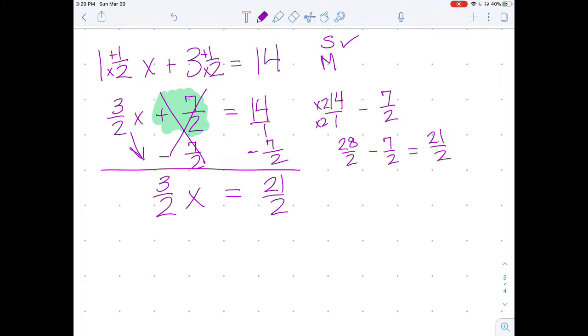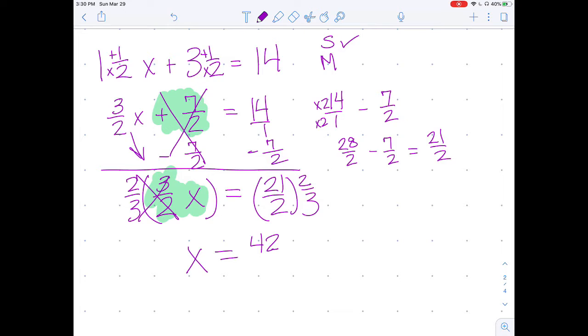So we don't have any more subtracting or adding. Now we need to multiply or divide. Well, we've got 3/2 times x right here. And what we need to do is divide by 3/2, but when we divide by a fraction, again, we multiply by the reciprocal. So we're just going to flip this fraction over, 2 over 3, and multiply on both sides. So this one becomes x equals 21 times 2 is 42 over 2 times 3 is 6. And if we simplify that, x equals 7. And that is how we solve two-step equations.